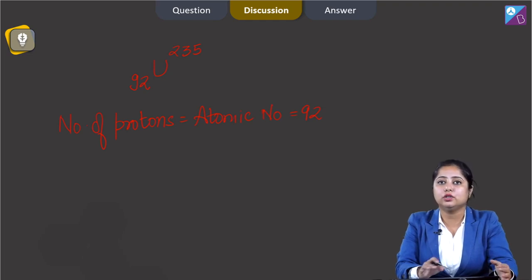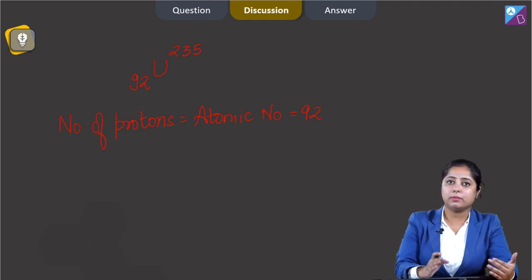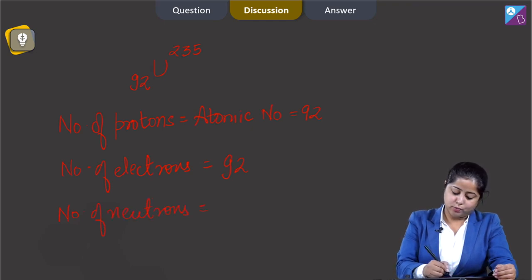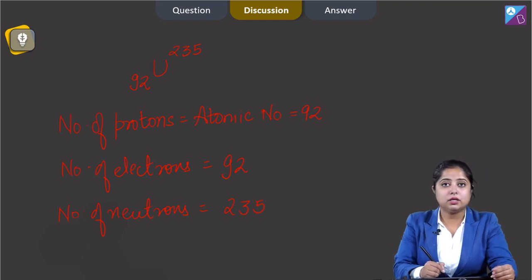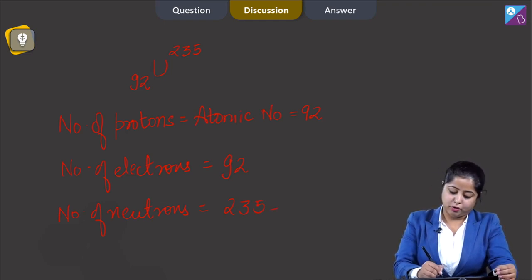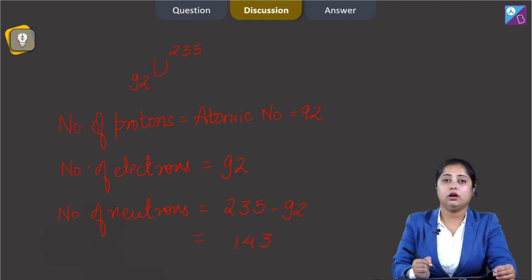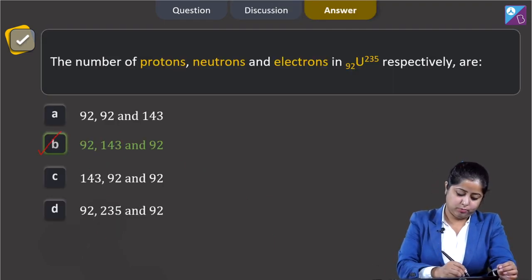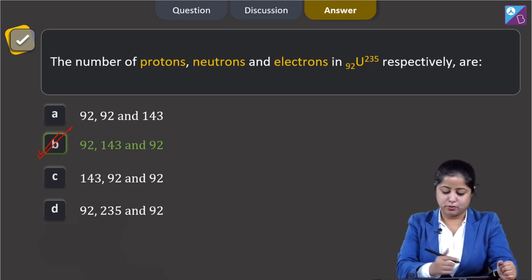Since this is a case of a neutral atom, the number of electrons will be equal to the number of protons. Number of electrons is equal to 92. Now we have to calculate the number of neutrons. So number of neutrons is equal to 235, that is mass number, minus atomic number, that is number of protons, which is 92, which is ultimately equal to 143. That means the correct answer for this question is option number B. Moving to next question, students.